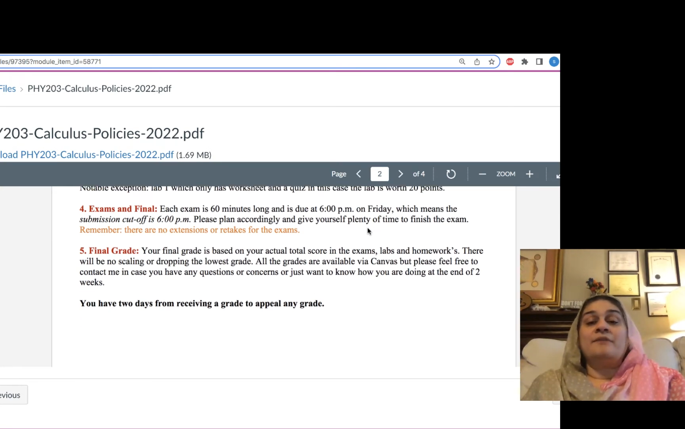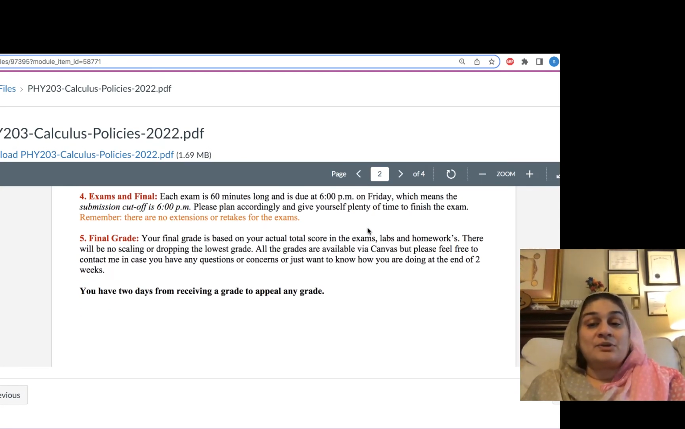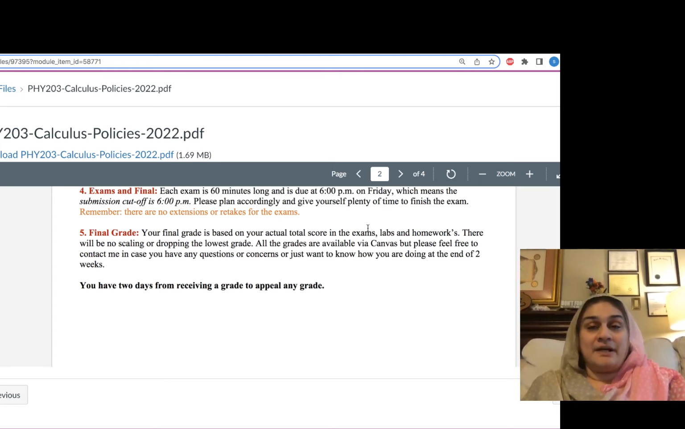And remember, your final grade is based on your actual score in the exams and the labs. There are no scaling or dropping of the lowest grade. You have 2 days to appeal any grade that you receive.